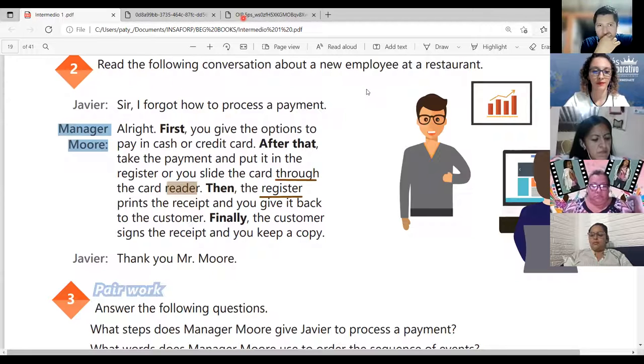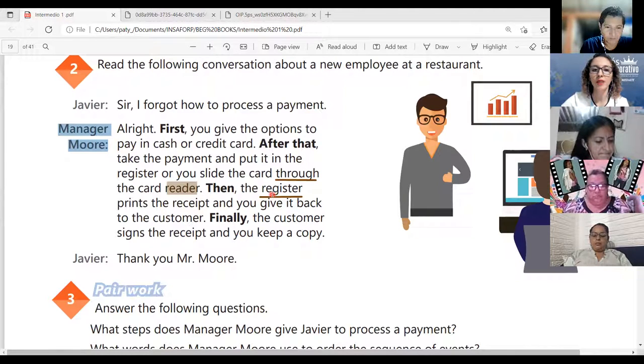After that, take the payment and put it in the receiver, or you slide the card through the card reader. Then the register prints the receipt and you give it back to the customer. Finally, the customer signs the receipt and you keep a copy. Thank you, Mr. Moore. Okay, thank you guys.